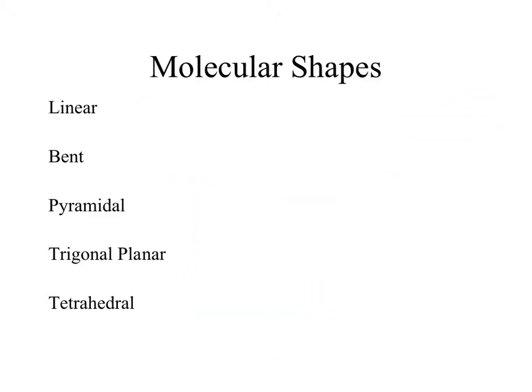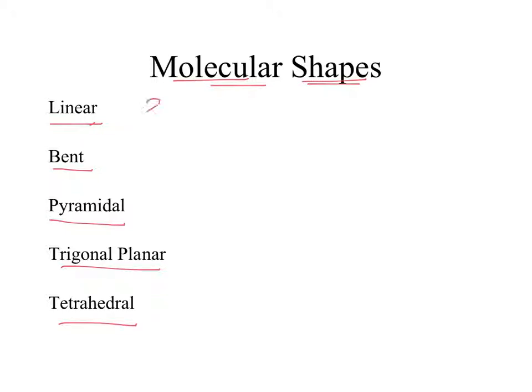The next thing you need to know are molecular shapes. You need to be able to figure out what shape a particular molecule is going to have. Is it linear? Is it a bent shape? Is it a pyramidal shape? Is it trigonal-planar? Or is it tetrahedral? And you might want to think about it this way.